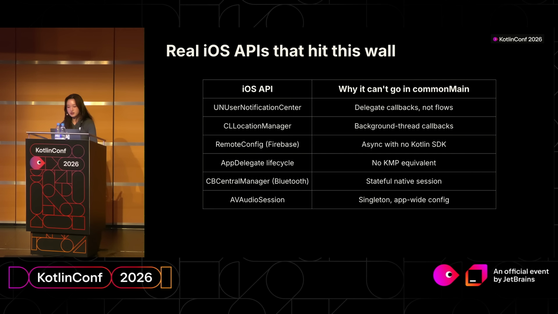To make it concrete, these are the real iOS APIs you'd likely hit on any production app: Notification Center, Location Manager, Firebase Remote Config, App Delegate lifecycle, Bluetooth, Audio, etc. All of these events happen on the iOS side, but the logic that should respond to them lives in Kotlin. Today's first case study uses one of those, Remote Config, to drive a force update flow. So let's look at that.